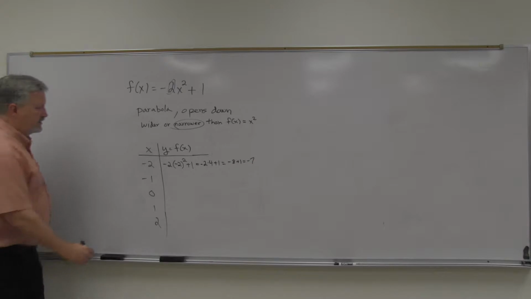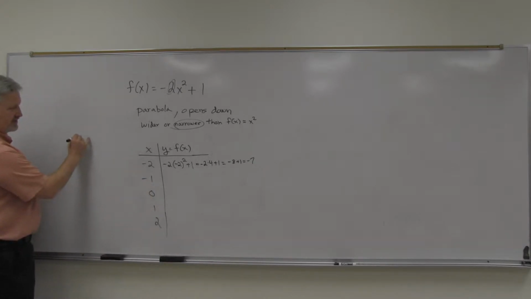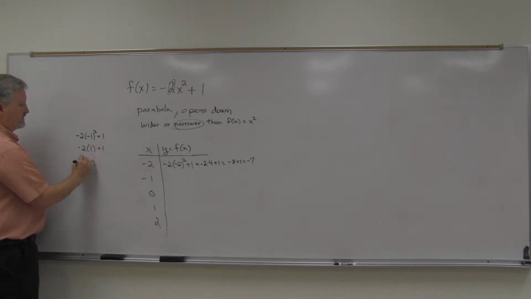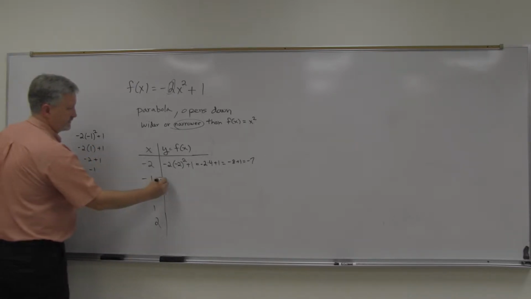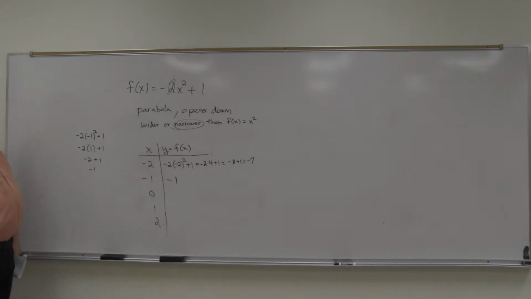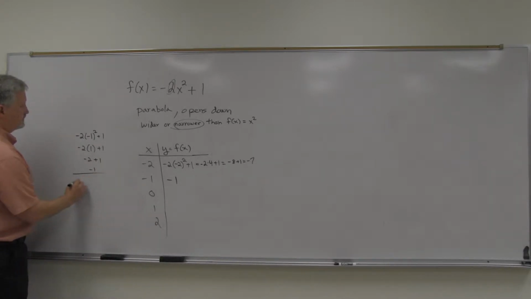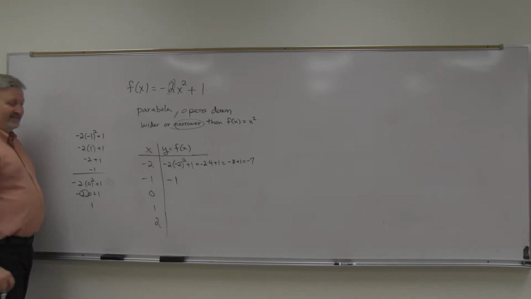So you just have to work your way through. Let's do this to the side here. All right, so at -1 we'd have -2 times -1 squared plus 1. Well, that's -2 times +1 plus 1, so that's -2 plus 1, that's -1. So at -1, we got -1. And 0, of course, 0 squared is 0. So you have -2 times 0 plus 1. Well, that's still 0. And then you add the 1. So actually at 0 we get 1.